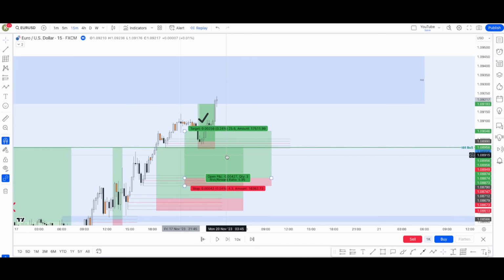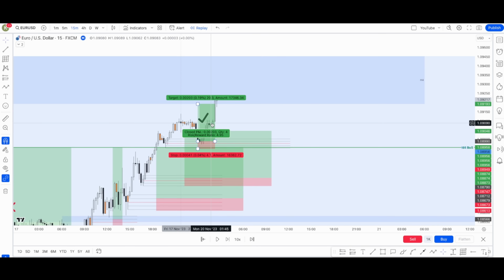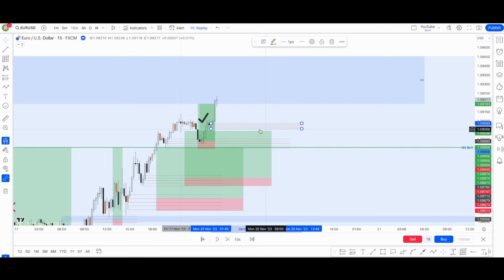So have we left anything behind? Potentially we have left this little downward candle. I'll mark it up, but I might take it off in a minute. It depends what price action does when it leads to it.